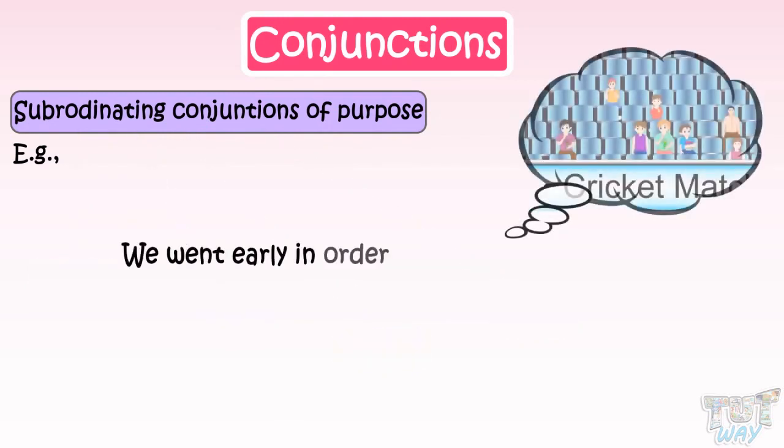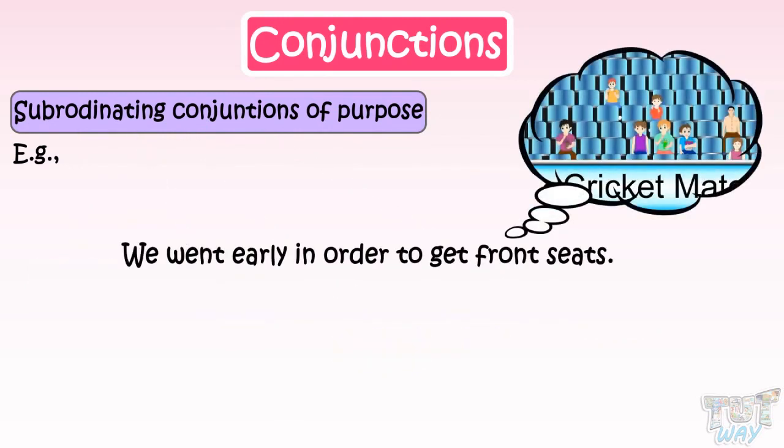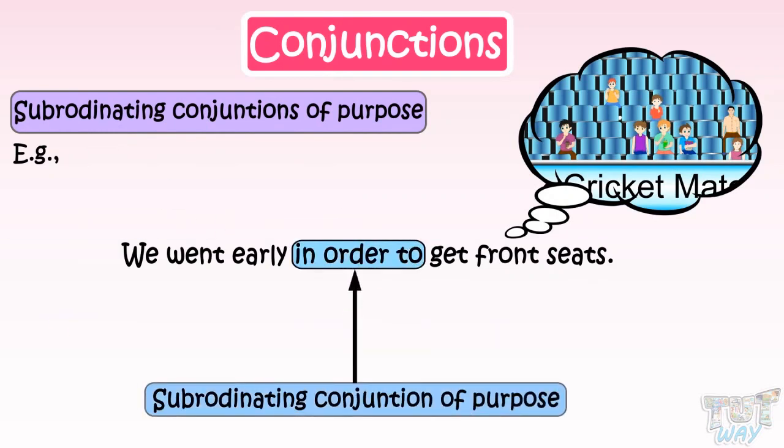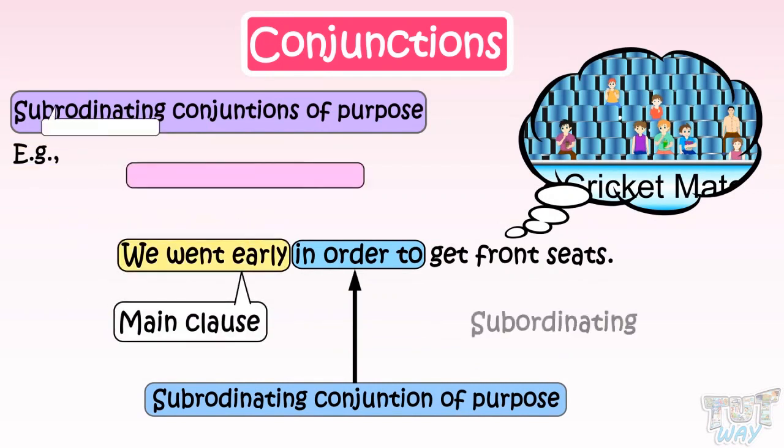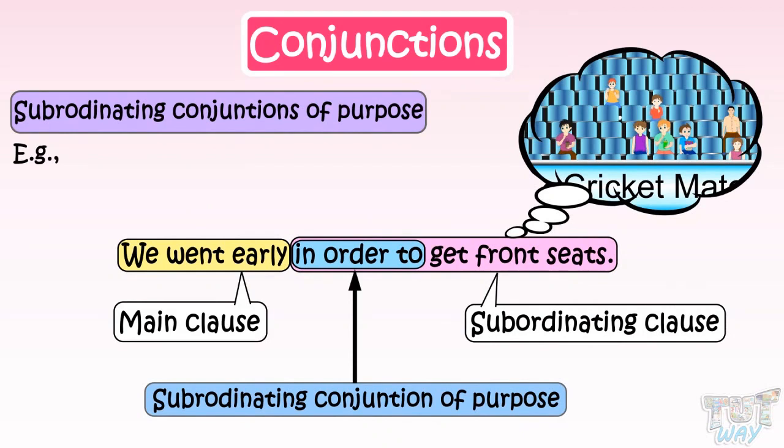We went early in order to get front seats. Here, in order to is a subordinating conjunction of purpose, as it is connecting a main clause, we went early, with a subordinating clause, in order to get front seats, and it is also indicating the aspect of purpose.